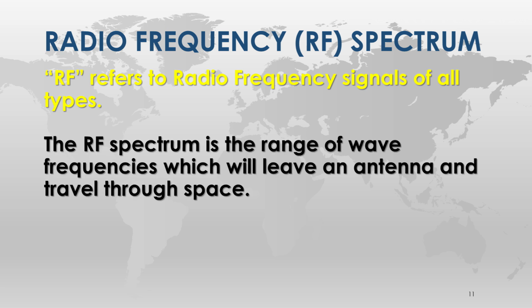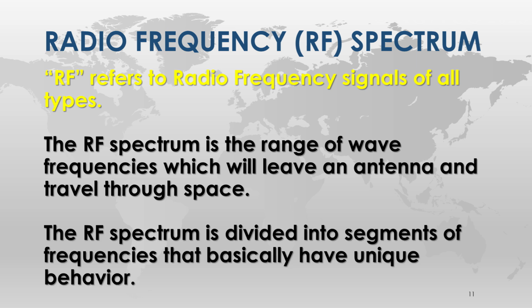The RF spectrum is the range of wave frequencies which will leave an antenna and travel through space. The RF spectrum is divided into segments of frequencies that basically have unique behaviors, where this band has the same behaviors all the way through it. So that's what we call 20 meters, 40 meters, 80 meters, 60 meters, 120 meters, 2 meters, VHF, UHF, all the different bands.